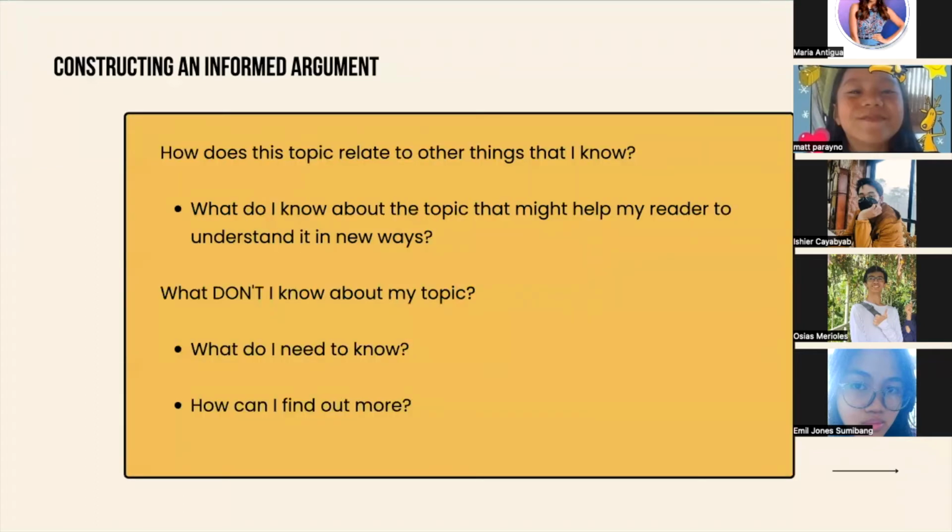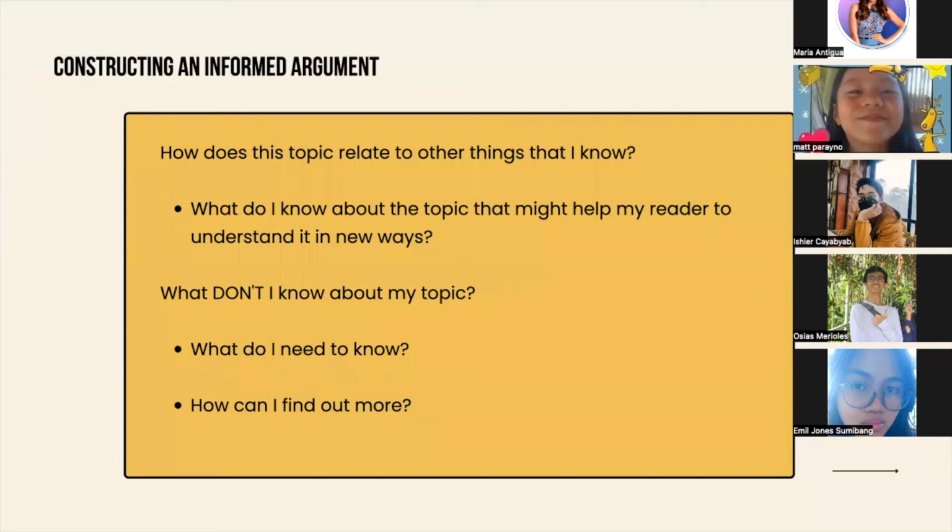Next, how does this topic relate to other things that I know? What do I know about the topic that might help my reader to understand it in new ways? So how does this topic relate to other things that I know? Relation. How do I understand it in a new way?